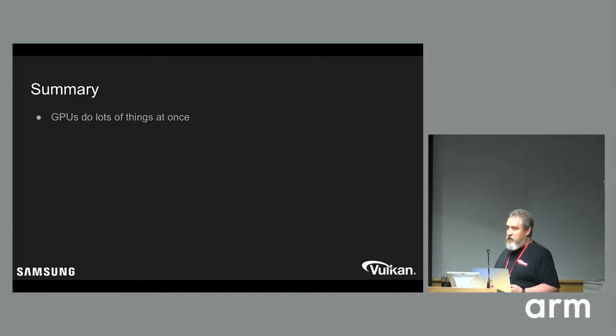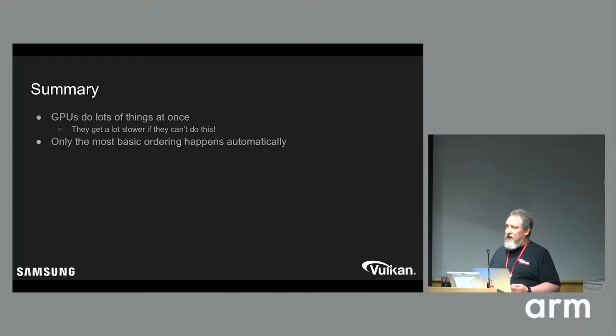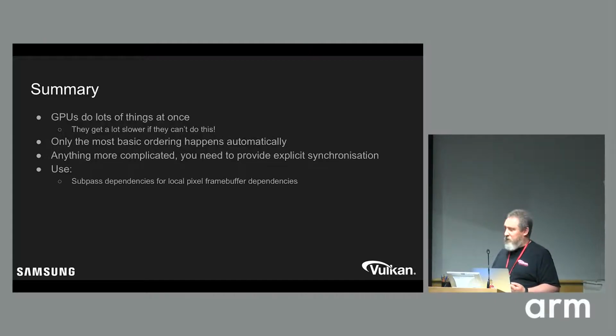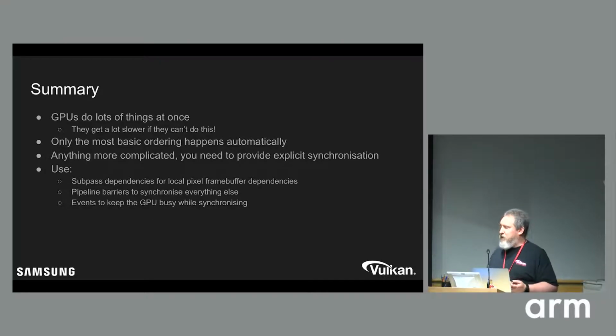So, in summary, GPUs are parallel, who knew? And they're not that fast if they're not parallel devices, so do keep everything going in parallel, but that means you have to worry about synchronization. Only the real basic stuff happens for you automatically, and the most basic stuff means rendering to a frame buffer, everything will pop out in the right order. If you're doing something more complicated than that, then you need to pay attention to these primitives. So what do you use? Use subpass dependencies if you're doing local access to a particular pixel. You can use pipeline barriers for pretty much everything else, but if you want to keep work flowing through the GPU and keep the pipeline busy, then you can use events to allow multiple things to be queued up at once.